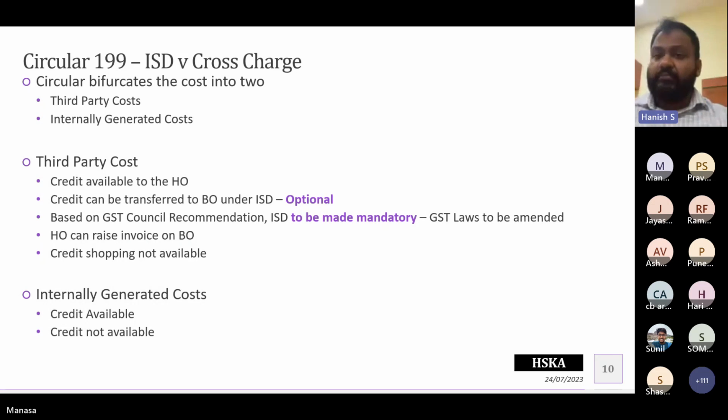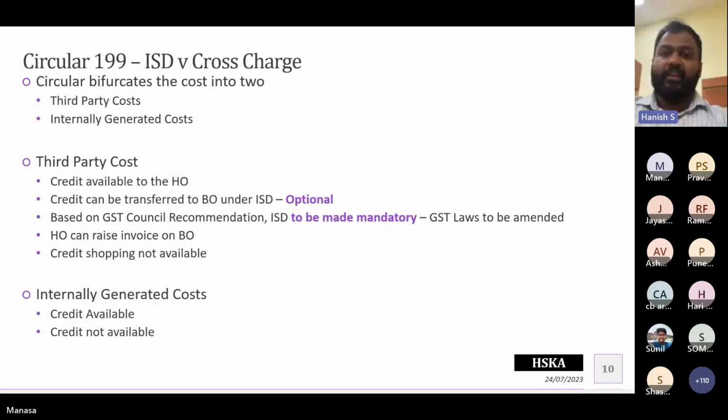Whatever you have done, perfect. You have not done anything. That nothing is the deemed value. Don't do anything at all, right? So that is the circular. That is what the circular clarifies. So cross charge. If anybody has got notice, show the circular, get the issue dropped, as long as the other party, that is the branch office, is able to claim the credit.